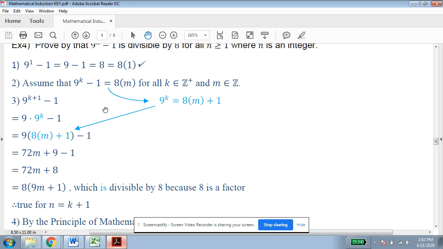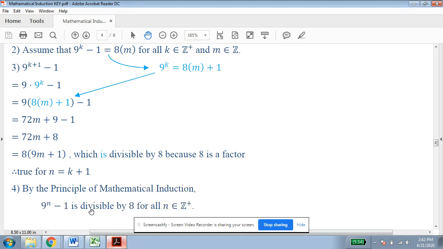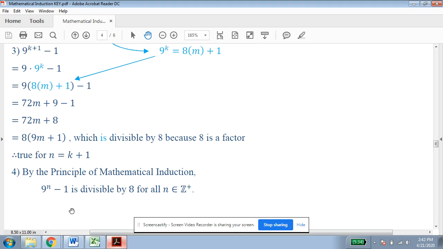Because it is true when n equals k and when n equals k plus 1, I can, just like normal, end with my statement saying that by the principle of mathematical induction, 9 to the n power minus 1 is divisible by 8 for all positive integers.